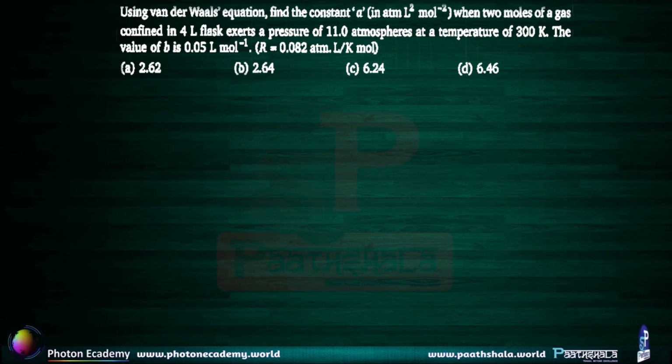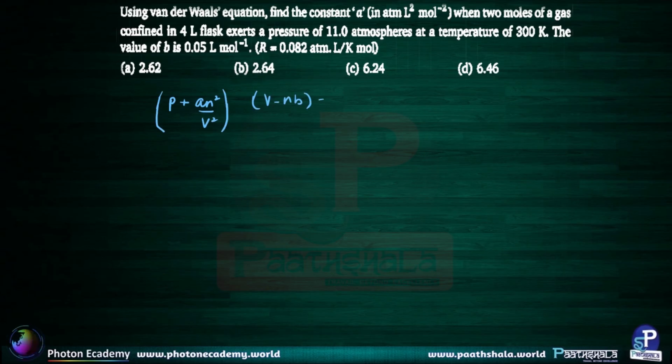Using Van der Waals equation, find the constant a when 2 moles of a gas confined in a 4-liter flask exert a pressure of 11 atm at a temperature of 300 Kelvin. The value of b is 0.05 liter per mole and R is given to be 0.082 atm liter per Kelvin per mole. So let's write the Van der Waals equation.